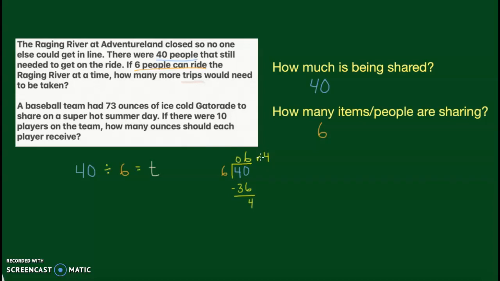Now on your home link it's going to ask for the answer. How many of whatever are they going to need? So how many trips are they going to need? Well, we know for sure there's 6, and then there's a remainder of 4. Now, can you have a remainder of 4 rides? You cannot have remainder 4 rides. So for this one, what we need to do is round this remainder up, and we're going to have 7 rides or 7 trips.